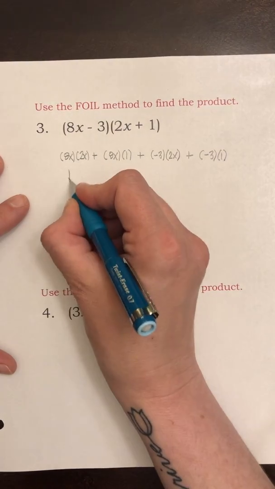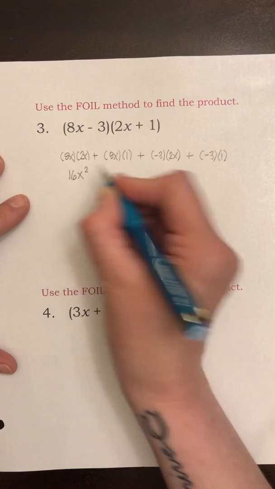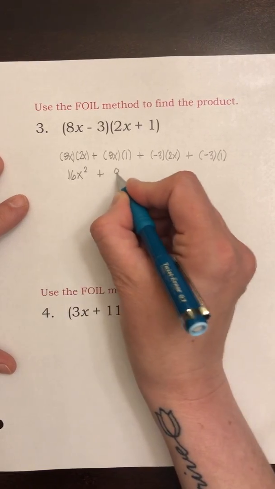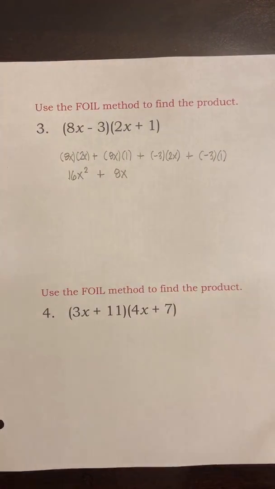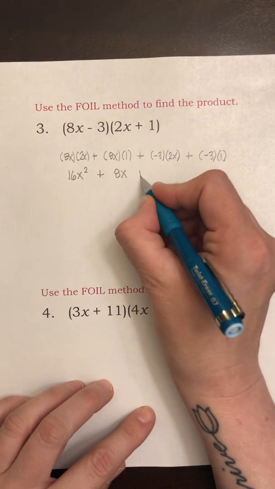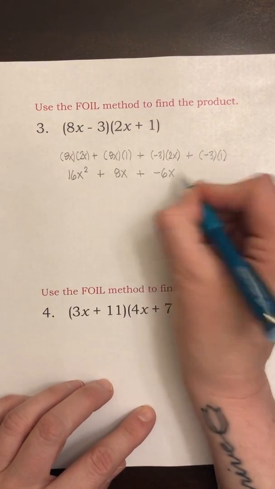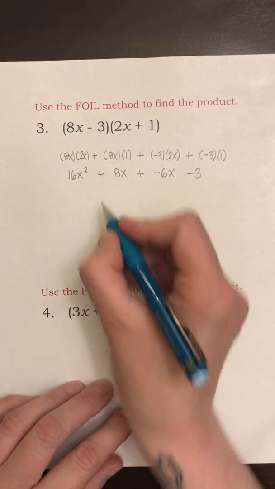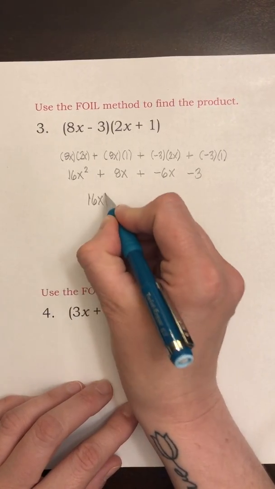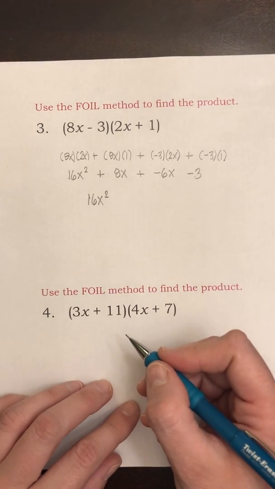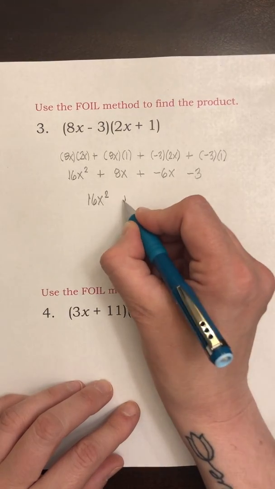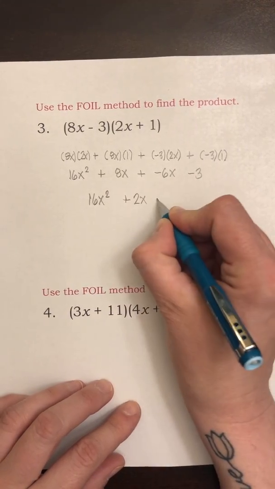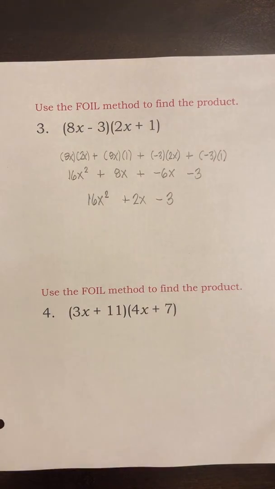8x times 2x is 16x squared. 8x times 1 is 8x. -3 times 2x is -6x. And -3 times 1 is -3. So I'm going to have 16x squared. The 2 in the middle, 8x and -6x, turn into a positive 2x. And then I keep my -3 at the end.